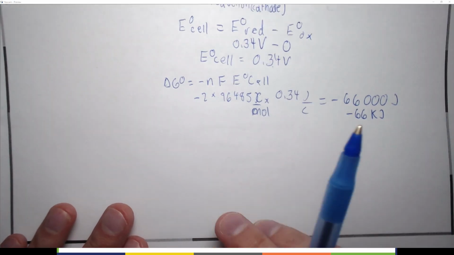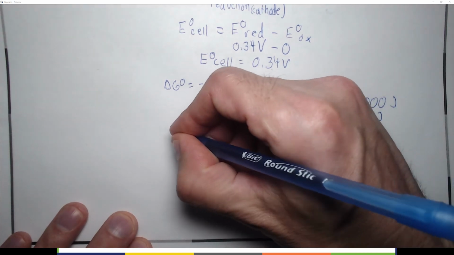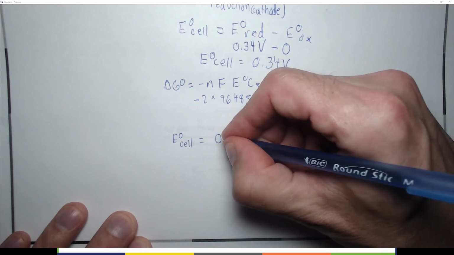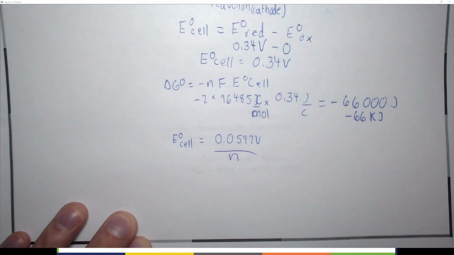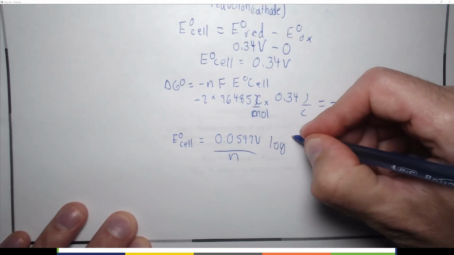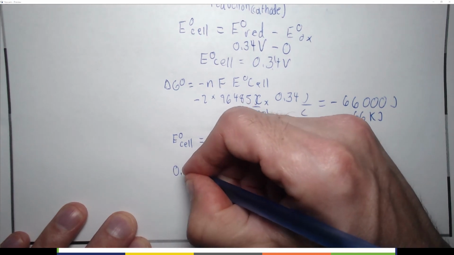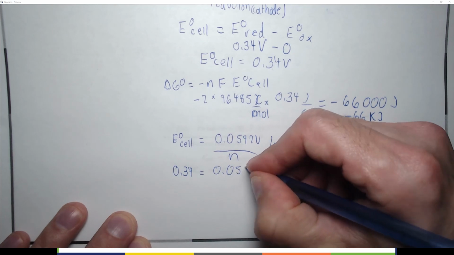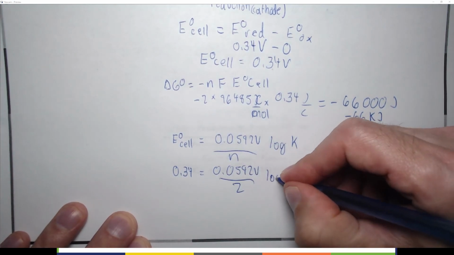Finally, we need to find K. Well, in order to find K, we're going to use the same equation. E cell equals 0.0592 volts over N, the moles of electrons transferred, times the log of K. Well, we know E cell, it's 0.34, equals 0.0592 volts over 2 moles of electrons times the log of K.